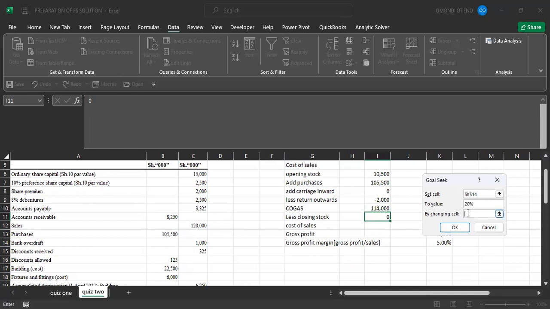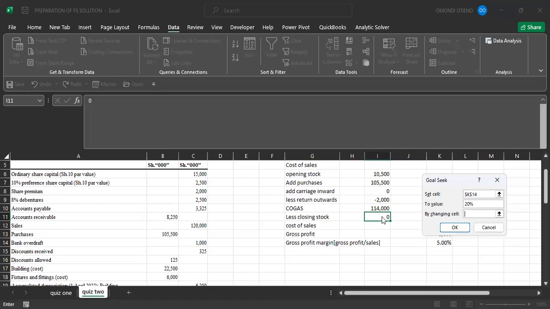By changing which item? Remember, we have one unknown item here. We do not know the value of that particular item. So which cell are we changing? Which item are we looking for? Somebody to help us. We are looking for closing stock.